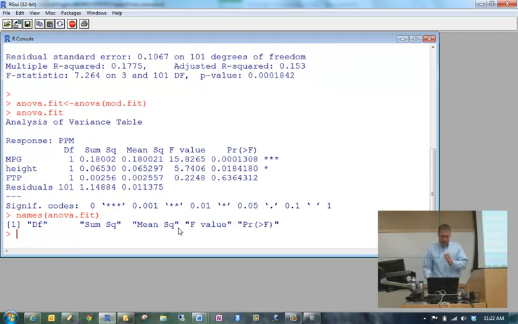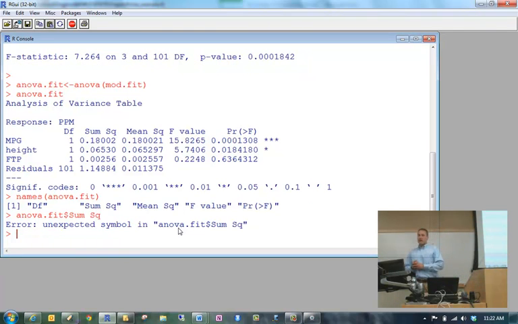Okay. Now, if I want to get then these sums of squares, what you might think is this. Let's just type anova.fit$Sum Sq. I get an error message, and the reason is because of this space that's in there.